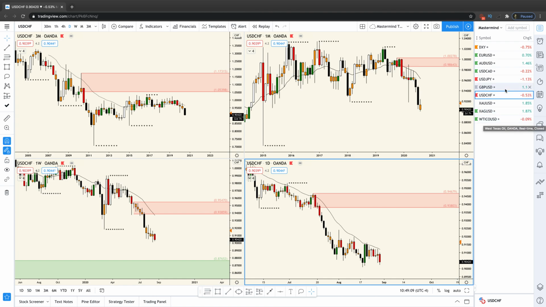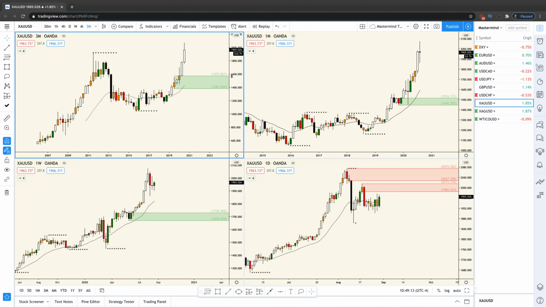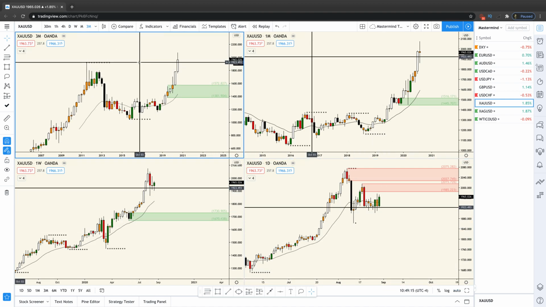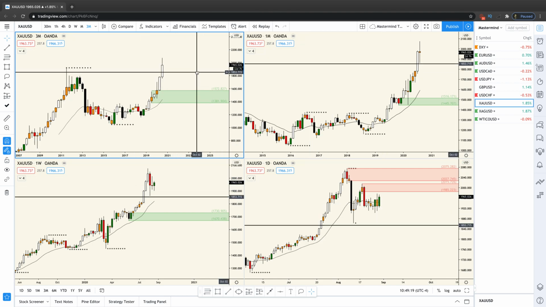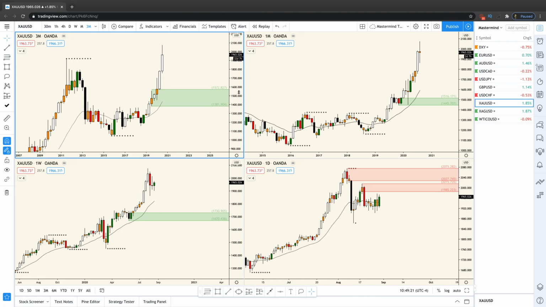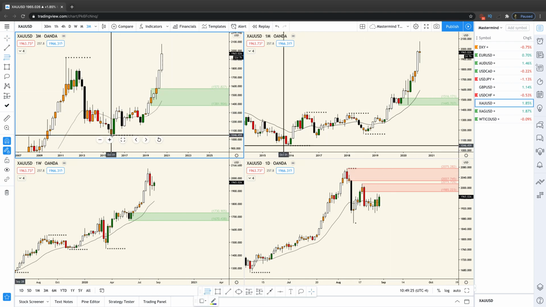Now we'll go over to gold. Oh, I already have it all drawn out for gold. So for gold, we broke a new high. I think you guys all know that. I'm a huge gold bug, with many reasons to be a huge gold bug. I'm going to draw out these demand levels.